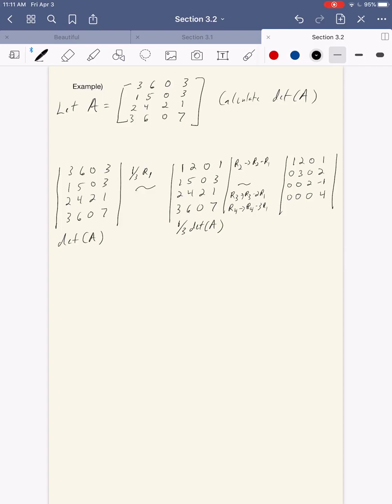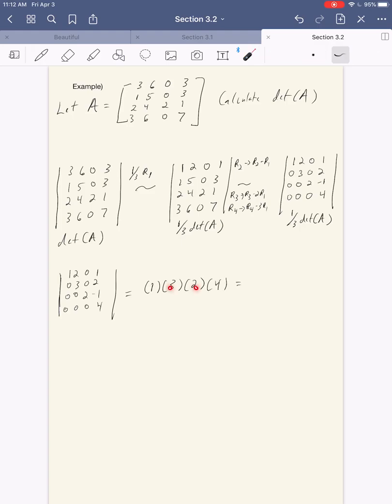So there we go. Now, do any of those operations impact the determinant? Well, that's property 3. Those do not. So this matrix also has 1/3 the determinant of A. Now, this matrix right here is upper triangular. So we can take this one, 1, 2, 0, 1; 0, 3, 0, 2; 0, 0, 2, -1; and 0, 0, 0, 4, and we can just calculate that directly. That's going to be 1 times 3 times 2 times 4, which looks like that's going to be 3, 6, and then 24.